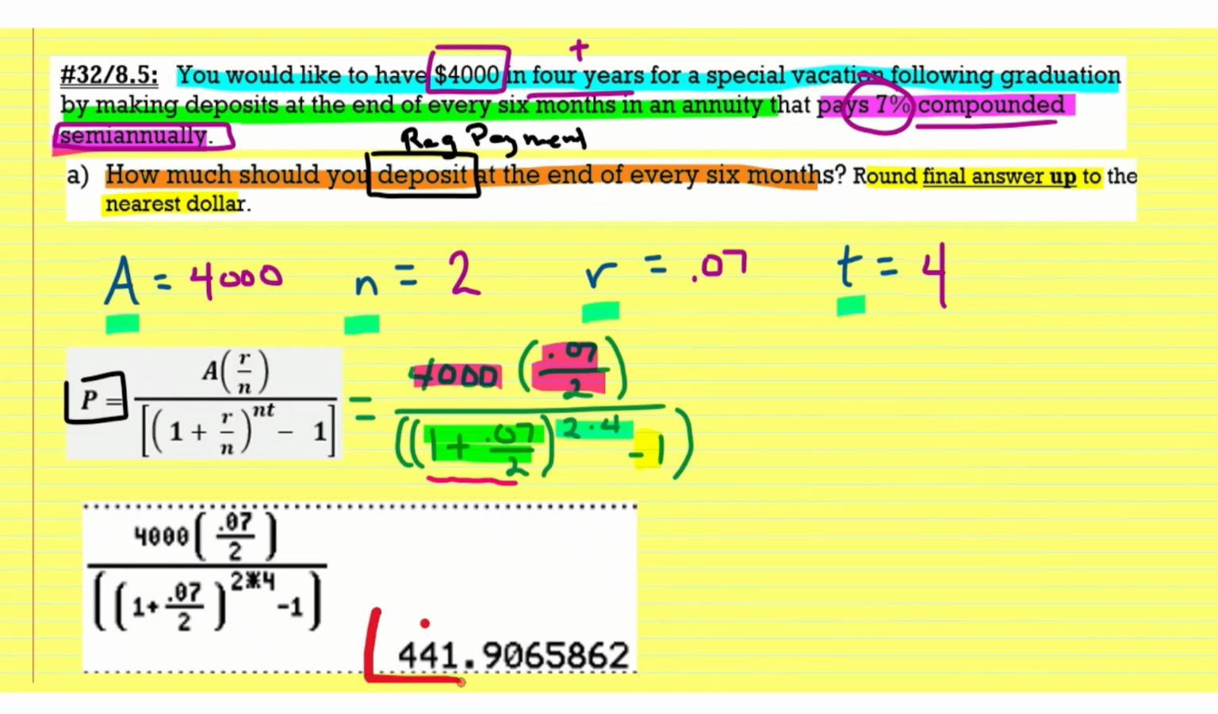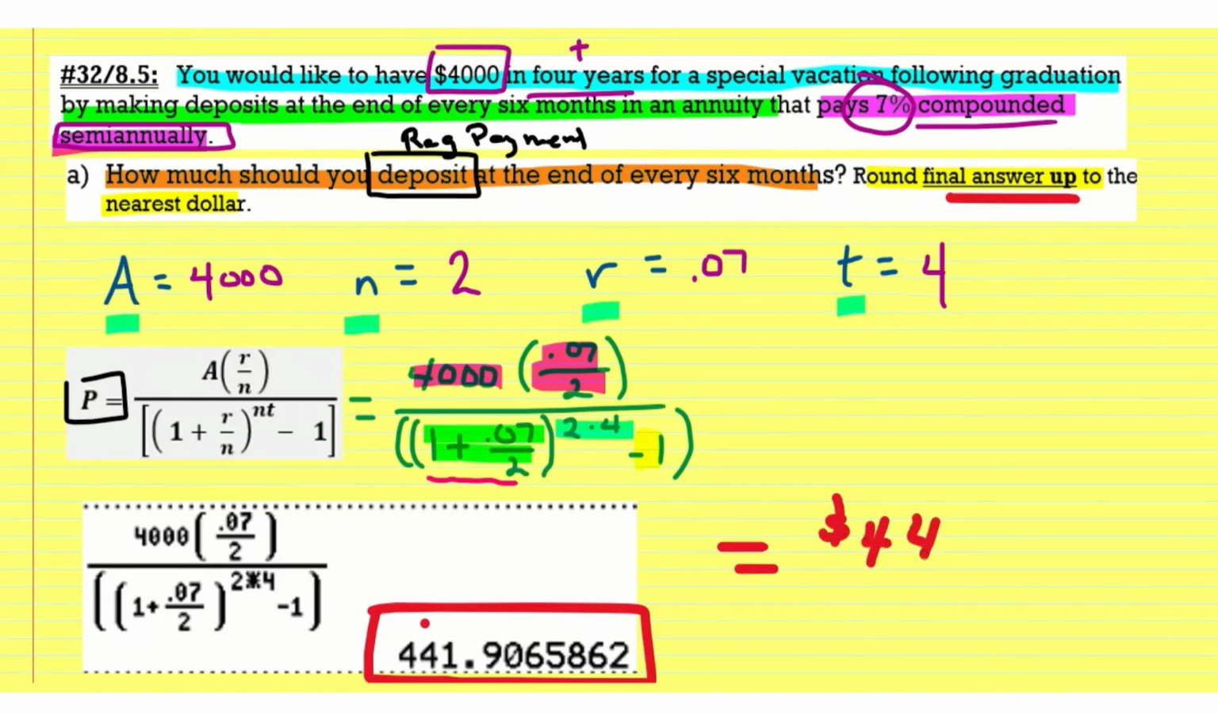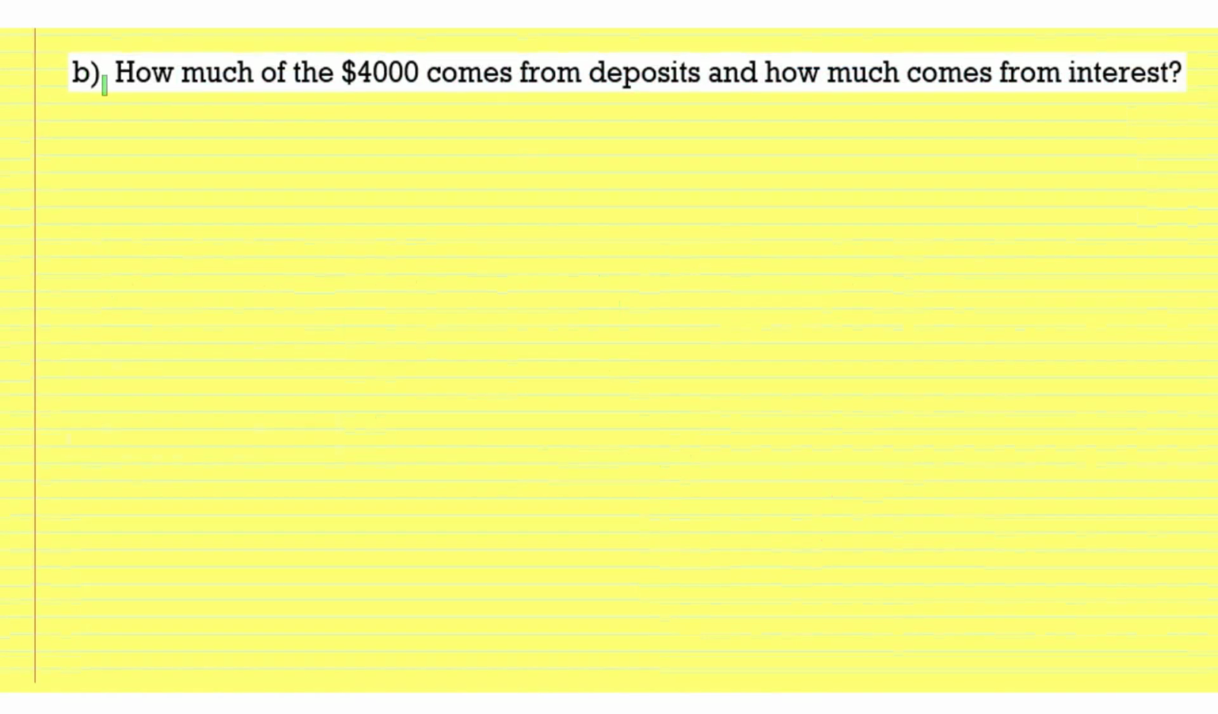So it says our deposit amount is going to be this number, and it says to round it up to the nearest dollar. So that means that my deposit amount every 6 months is going to be $442. Part B says how much of the 4,000 comes from deposits and how much comes from interest.